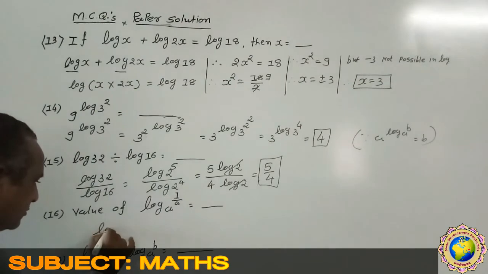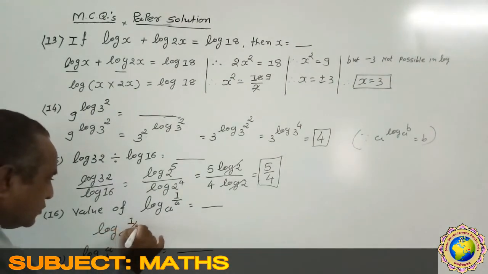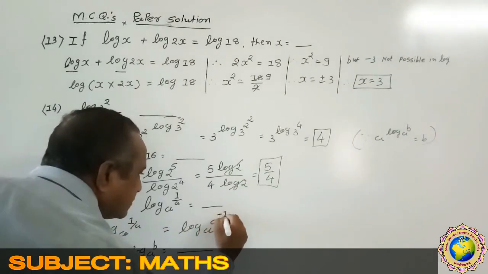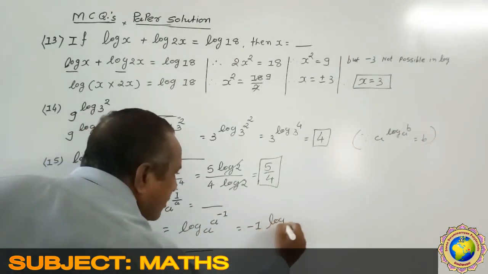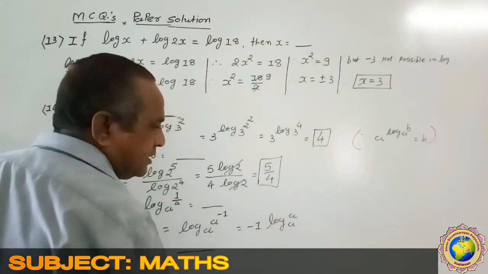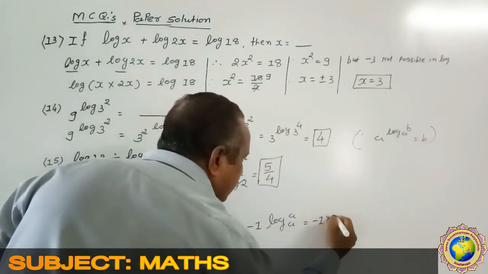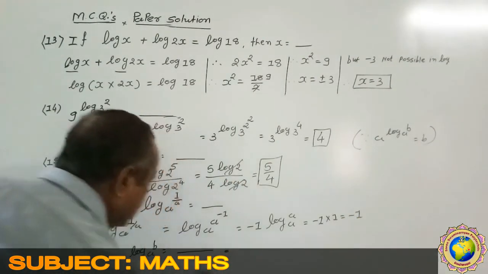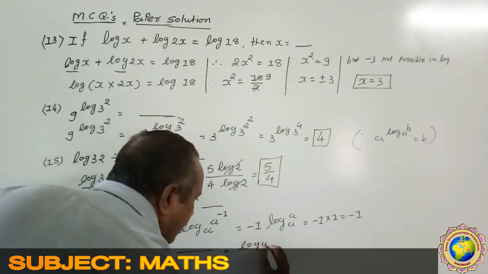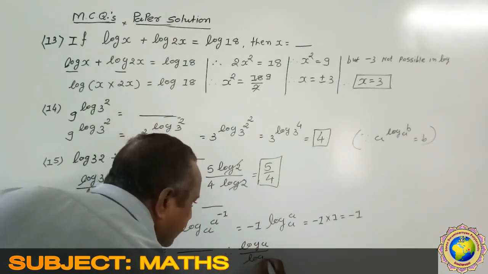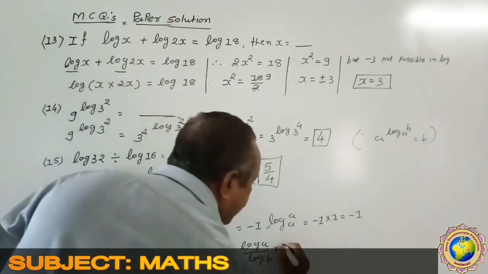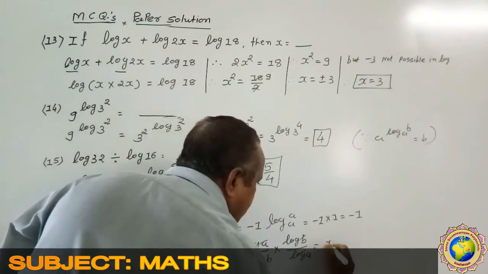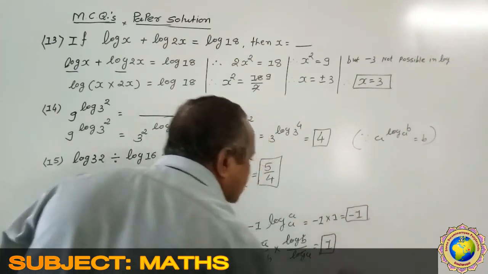Now here log A raised to 1 by A is equal to log A raised to A minus 1. So is equal to minus 1 log A base A. So base and index same, that is 1. So minus 1 multiplied by 1, that is equal to minus 1. Now here change the base, log A by log B multiplied by log B by log A. So log B by log A, log A cancel, log B cancel, so answer 1. Okay.